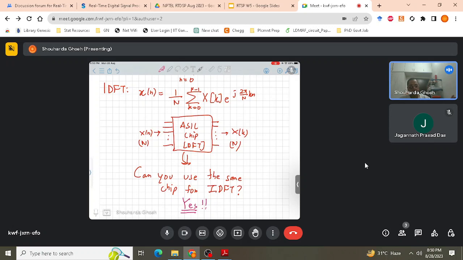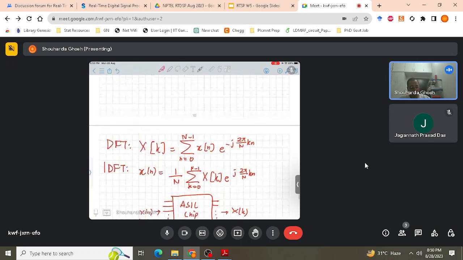Since they have the same structure, we don't need to develop a separate structure for this IDFT. We don't have to build a separate IDFT chip. We can use the same chip, multiple copies of that. Depending on where it's located, I will use that either as a DFT or as an IDFT.